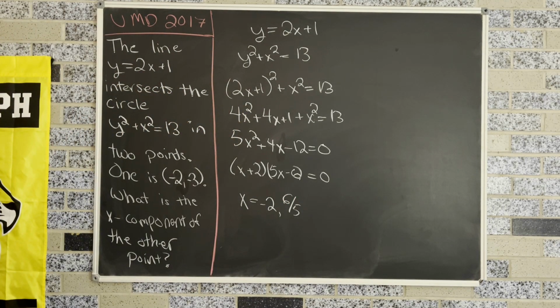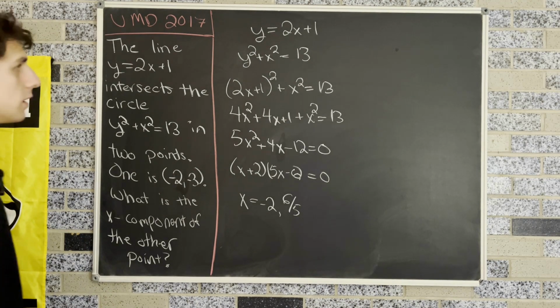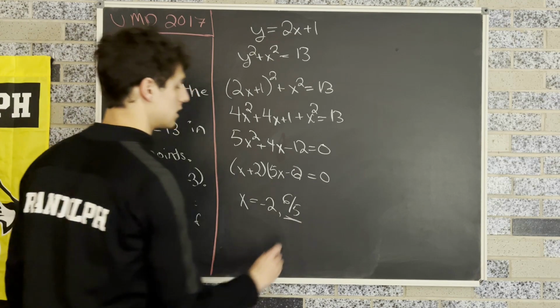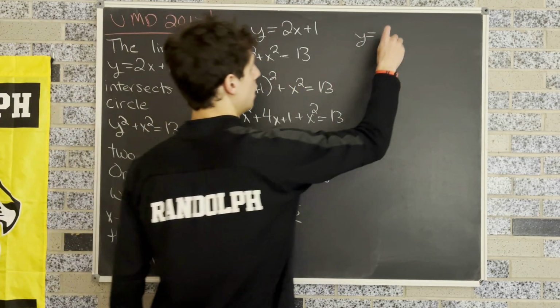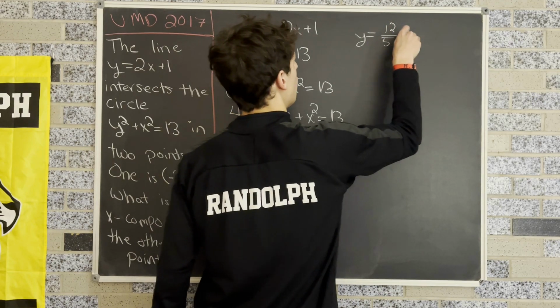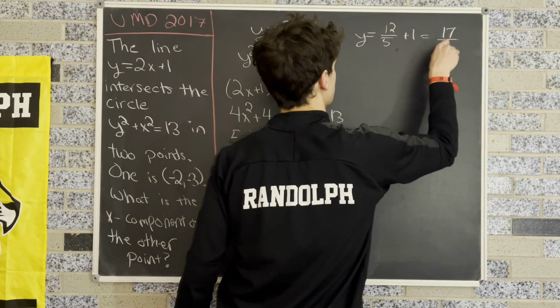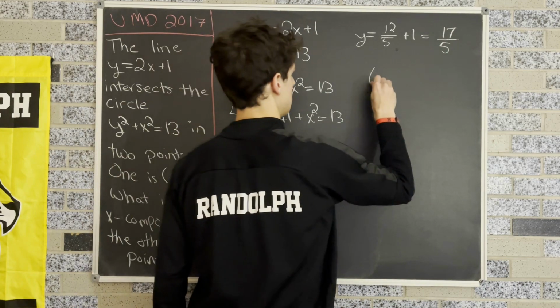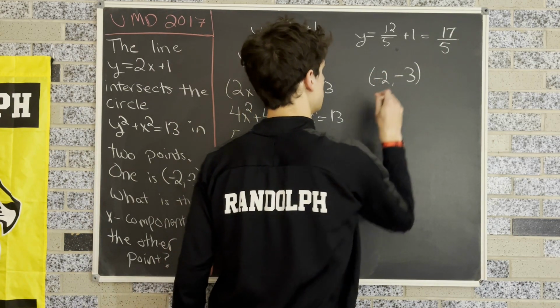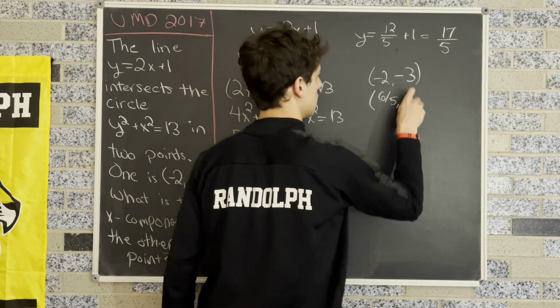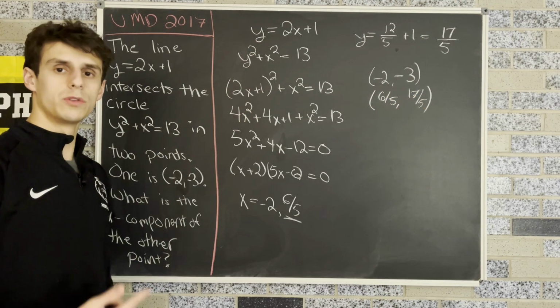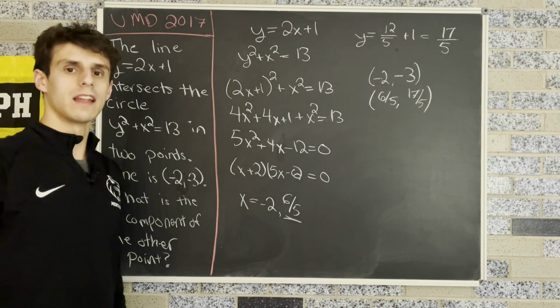And we can go ahead and take this one step further. Let's solve for our actual point as opposed to just the x component. If we plug this 6/5 back into our top equation, we get y is equal to 12/5 plus 1, or 17/5. So we know that our two solutions here are (-2, -3) and (6/5, 17/5). And those are our two solutions for this system of equations, and I think that's enough for now.